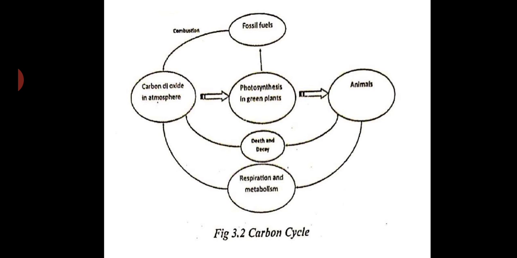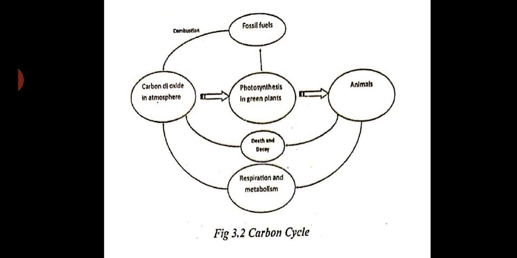And on the right you have animals. In animals you can include man as well as all these animals. There are some animals, herbivorous animals like goats, sheep, deer, cow, buffalo and so on. These animals eat plants. So, we are talking about the carbon cycle, and this carbon is available both for living as well as non-living things.